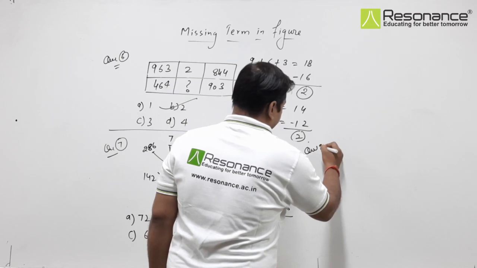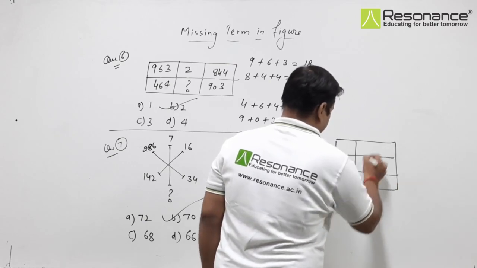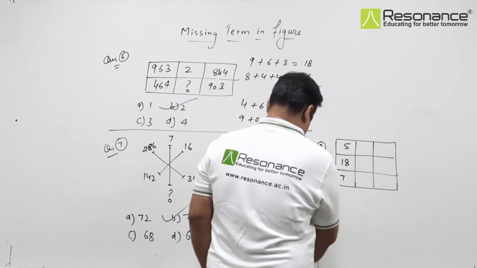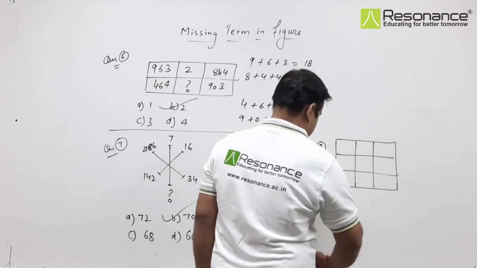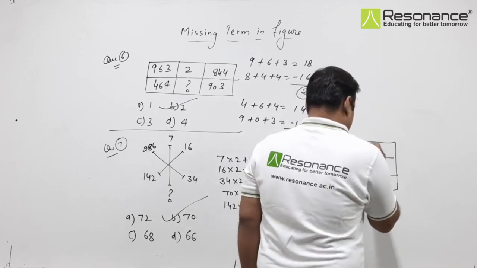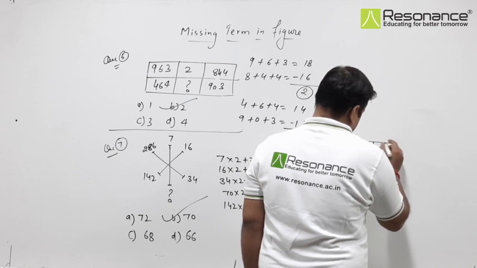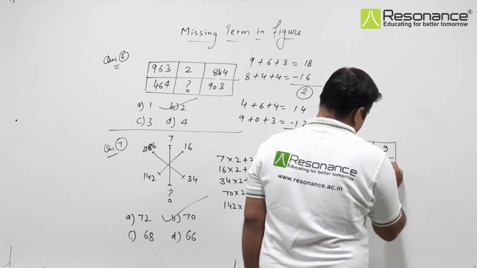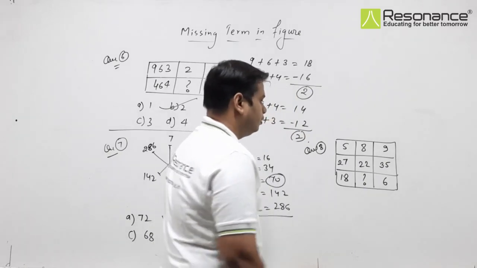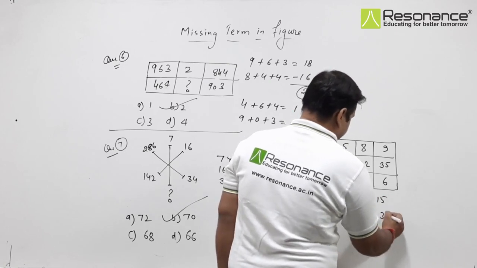One more type of logic we have: sometimes we have a grid. 5, 18, 18, 8, 22, question mark, 9, 35, 6. The options are 10, 15, 20, 34.